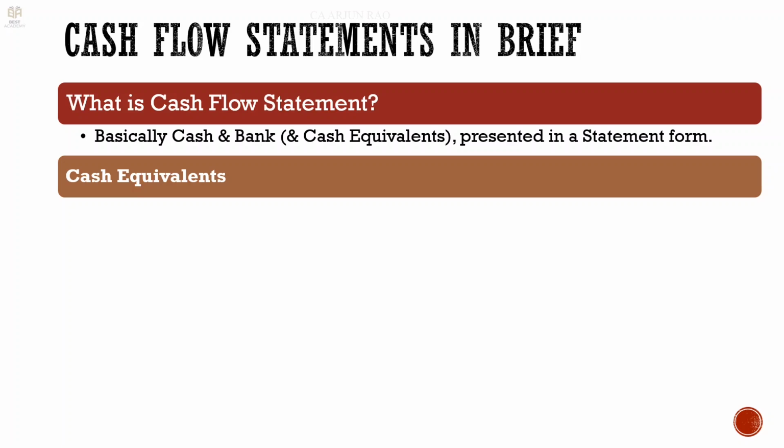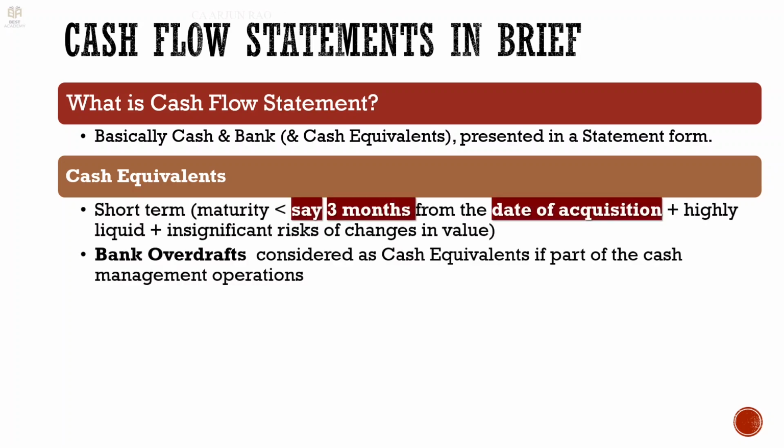What are cash equivalents? They are short-term, highly liquid instruments with insignificant risks of changes in value. So, the standard defines short-term as those instruments which have a maturity of less than say 3 months from the date of acquisition. Please note that this 3-month period is only indicative, it is not a strict rule.